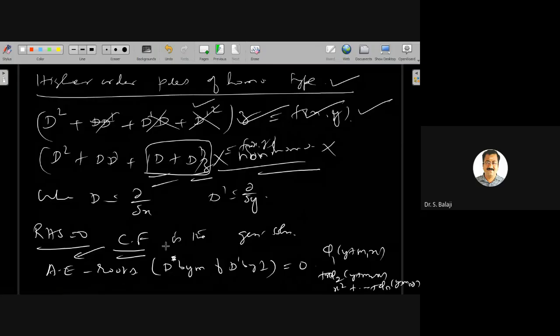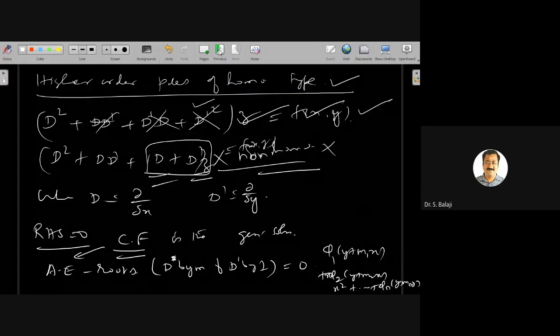For the auxiliary equation, only the complementary function is different here. That complementary function is for the homogeneous type, where you replace D by m and D' by 1. For the non-homogeneous type, no need to think about that; you can leave it as it is. Phi1(y + m1x), phi2(y + m2x), and so on. For equal roots, phi1, x phi2, x squared phi3, and so on. Imaginary roots mean alpha plus i beta, alpha minus i beta, and in that manner we can replace.